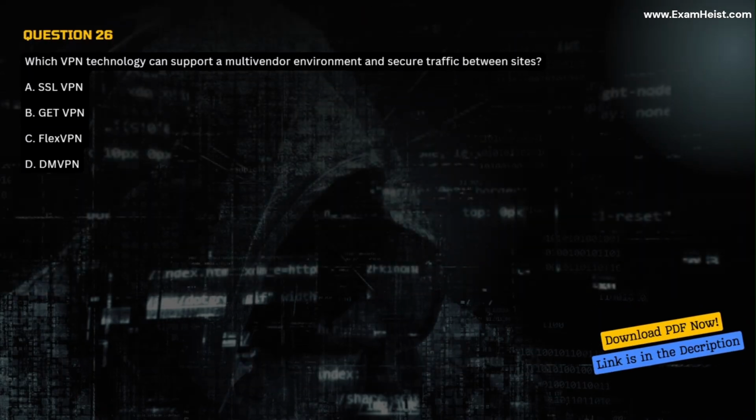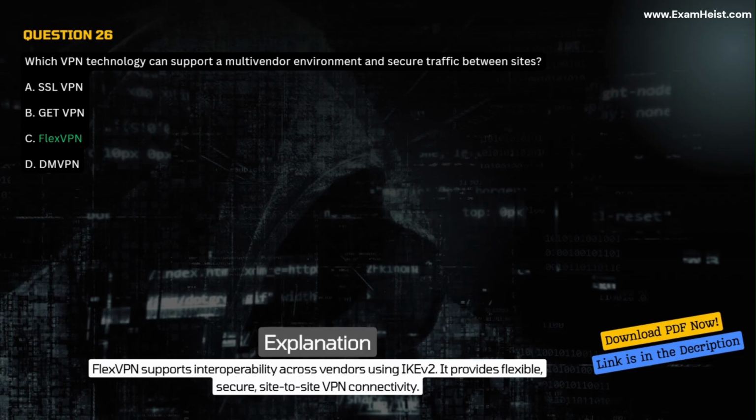Question 26. Which VPN technology can support a multi-vendor environment and secure traffic between sites? A. SSL VPN. B. GetVPN. C. FlexVPN. D. DMVPN. Correct answer C. FlexVPN. Explanation. FlexVPN supports interoperability across vendors using IKEv2. It provides flexible, secure, site-to-site VPN connectivity.